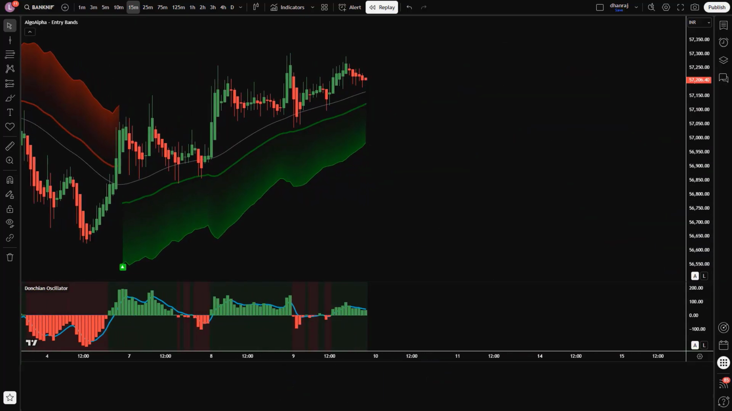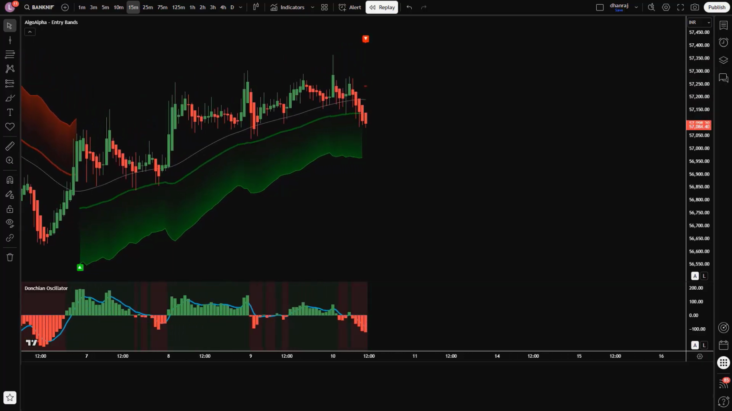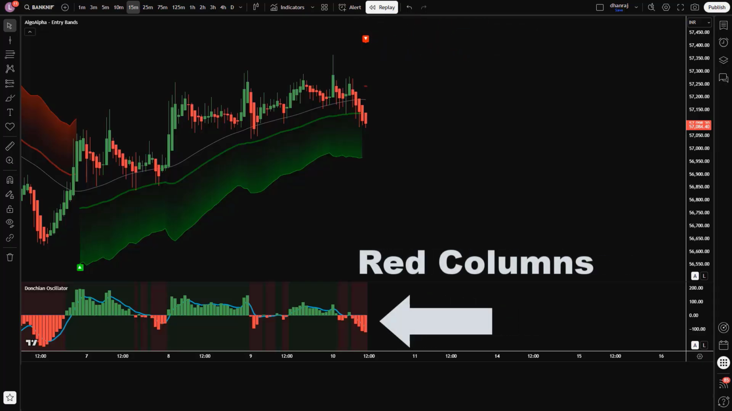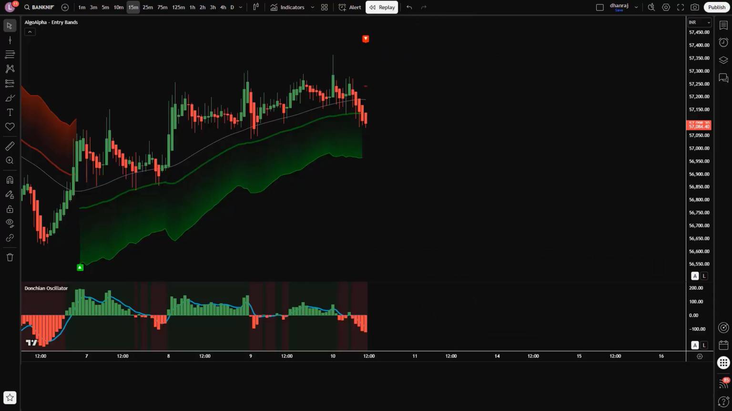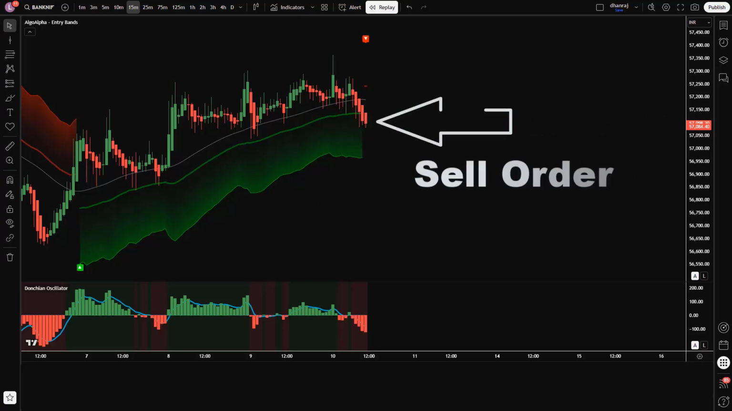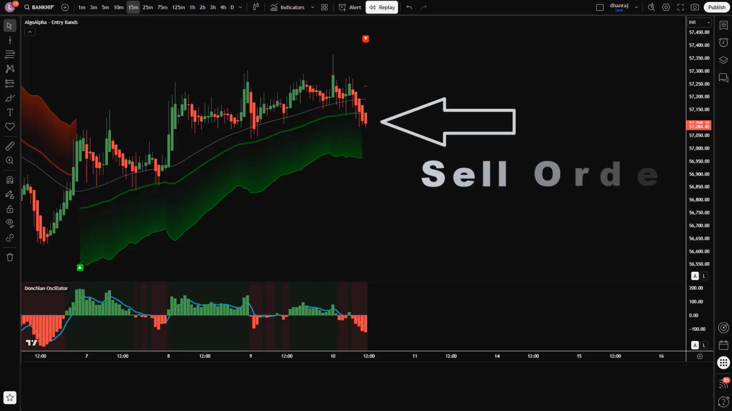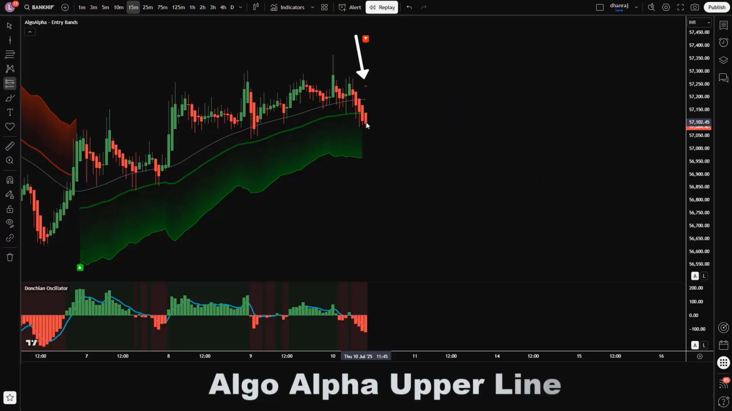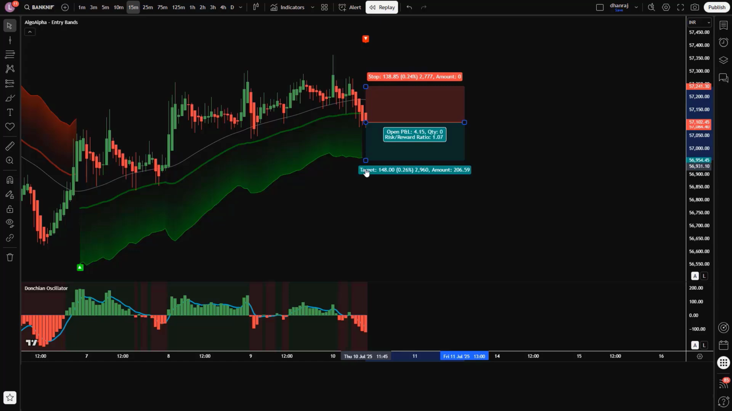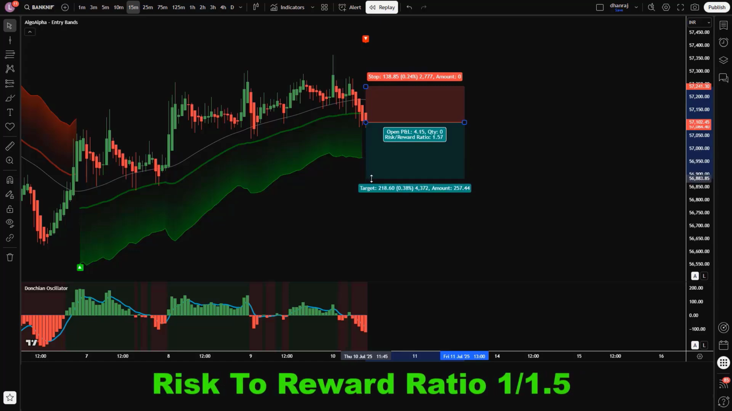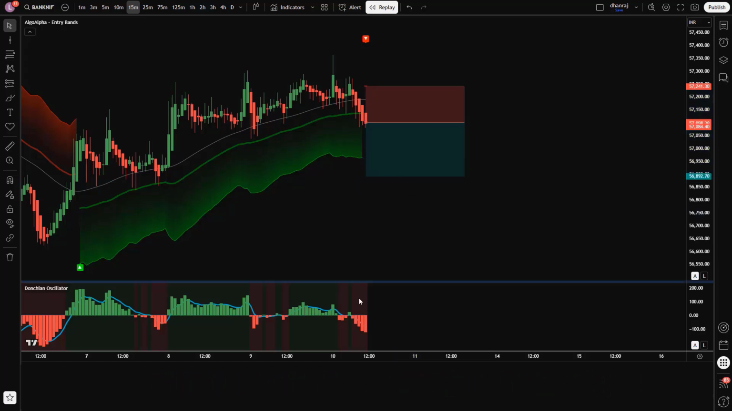Let's see how we use these trading setups. When the Fibonacci entry bands indicator gives us a sell signal, when the Donchian oscillator indicator shows red color columns, and when the market forms a bearish candle. If this condition is fulfilled, then we will place sell order. Our stop loss is algo alpha upper line. And the risk to reward ratio will be 1:1.5.